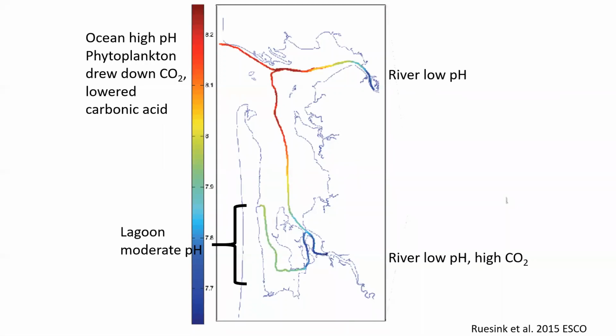The photosynthetic organisms had used up that carbon dioxide in their photosynthesis and taken it out of equilibrium with the atmosphere. By the time we got up into those rivers, we were getting that lower pH water coming in from the rivers, and also a lot of material coming in from the rivers, which was then decomposing and releasing carbon dioxide. Okay, so that's the big spatial pattern.